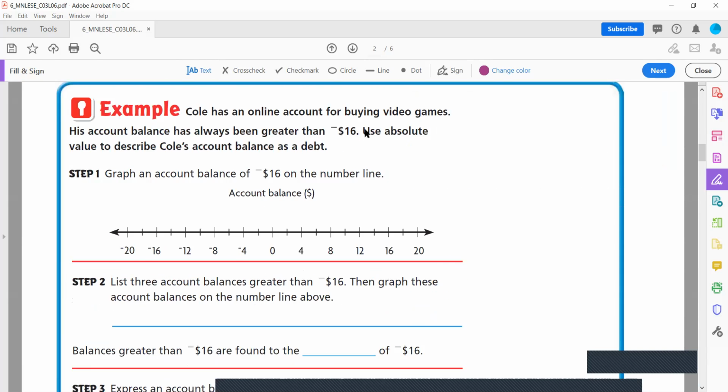Cole has an online account for buying video games. His account balance has always been greater than minus 16. If I say the word greater than minus 16, girls, I will just choose numbers which are actually greater than it.